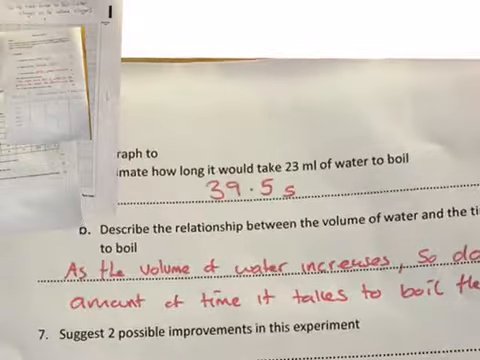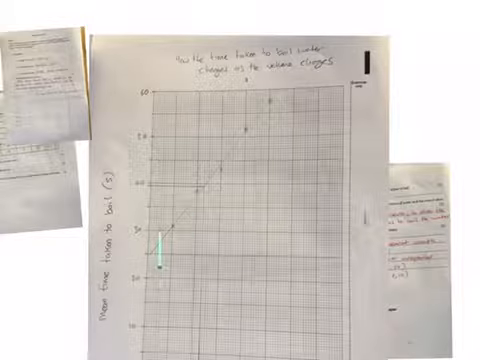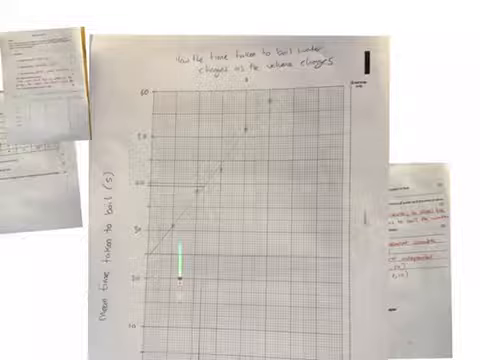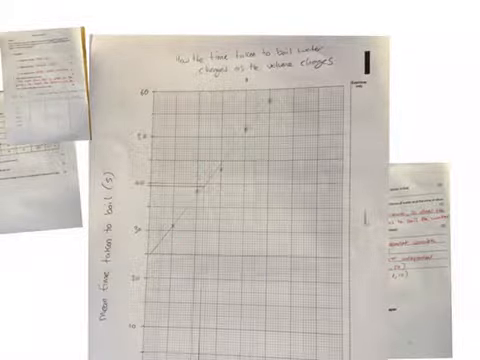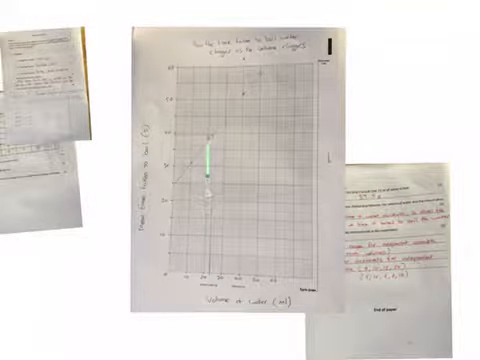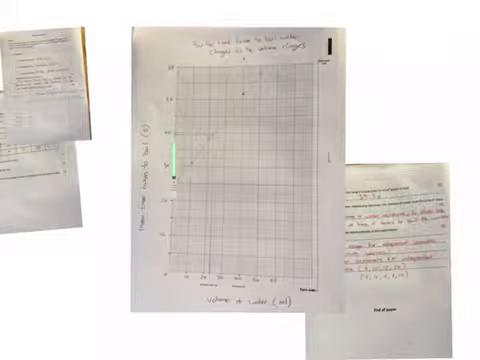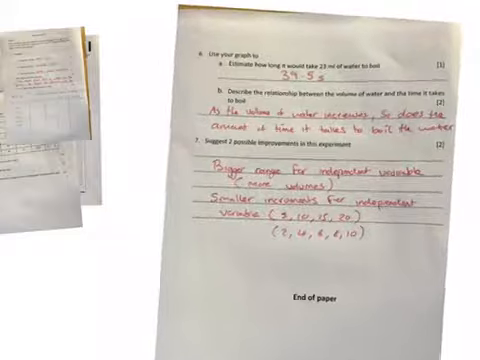Describe the relationship between the volume of water and the time it takes to boil. Well, we've got a positive correlation there. So you can see as the volume of water goes this way, then the time it takes to boil also increases. And we can prove that. You can take 20 milliliters and extrapolate that back, that's around 37 seconds. And then if you take 40 milliliters, you can go up there and it's about 53 seconds. So it's going to take longer to boil with the more water you've got, it says there.